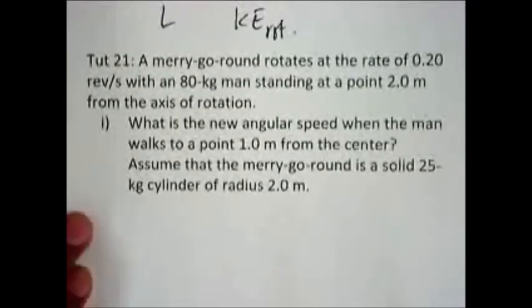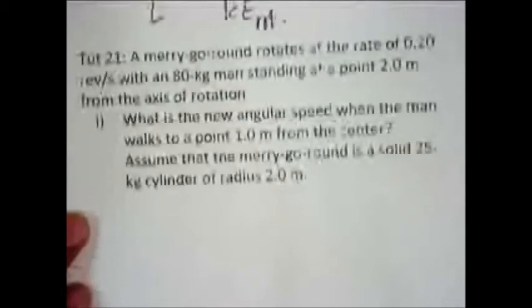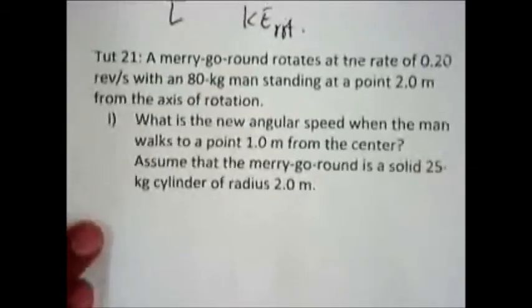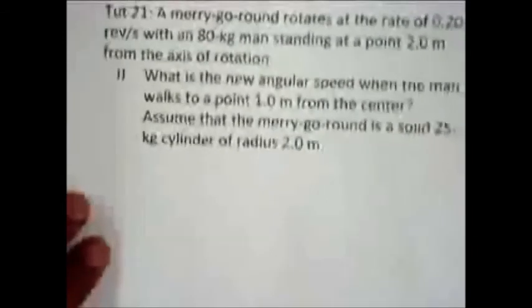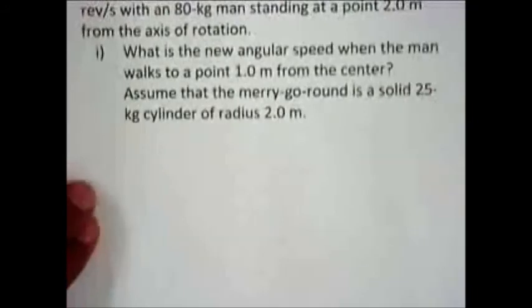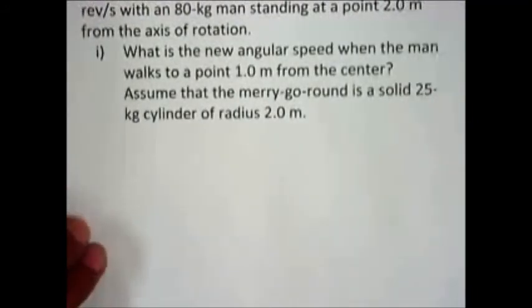Now if we read this, it says a merry-go-round rotates at a rate of 0.2 revolutions per second with an 80 kg man standing at 0.2 meters from the axis of rotation. What is the new angular speed when the man walks to 0.1 meter from the center? Assume that the merry-go-round is a solid 25 kg cylinder of radius 2 meters.